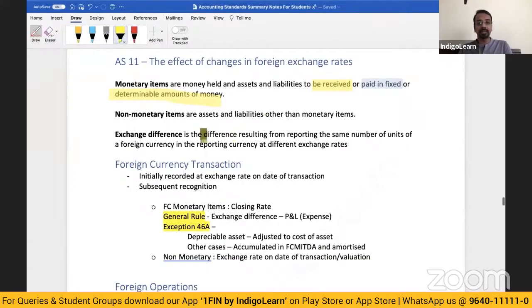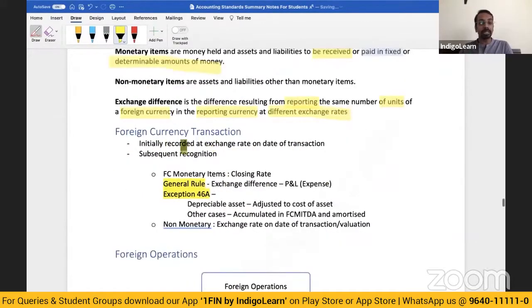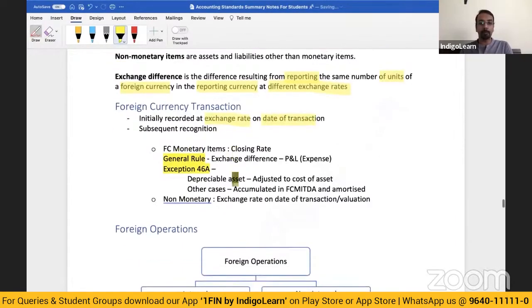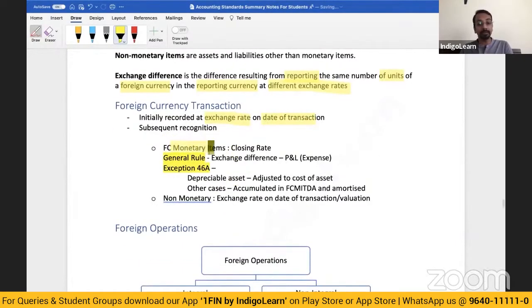So exchange difference, the difference resulting from reporting the same number of units of foreign currency in the reporting currency at a different exchange rate, that is the exchange rate difference. Foreign currency transaction initially we record at the exchange rate on the date of transaction. Then foreign currency monetary items you will value at closing rate. Exchange difference, you will take it to P&L. It need not always be an expense, it can be an income as well as an expense in the respective financial year.